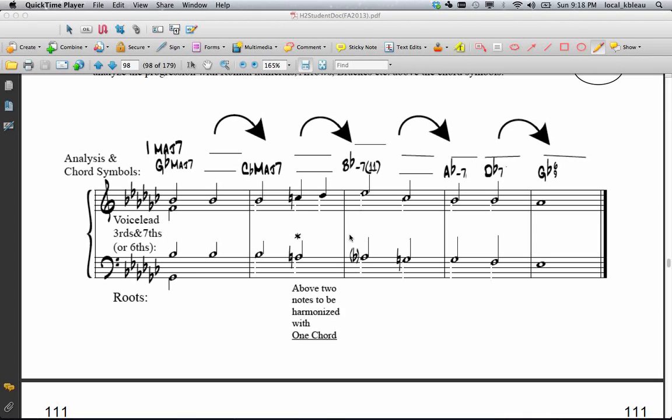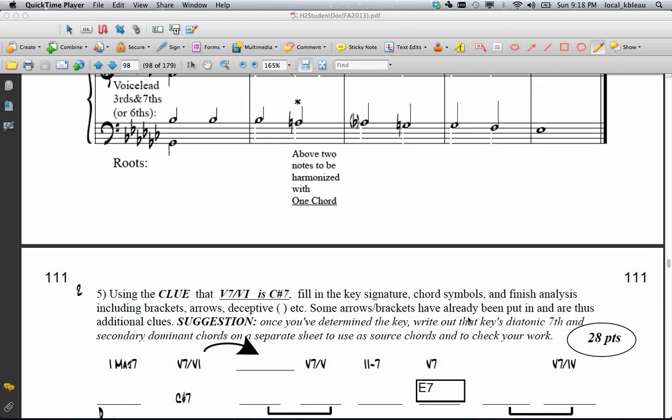So these will all be diatonic chords. Some of them have tensions. See this 11th? And there's some other tensions in here as well. You should put those in the chord symbol, right? Put those in the chord symbol, all right?